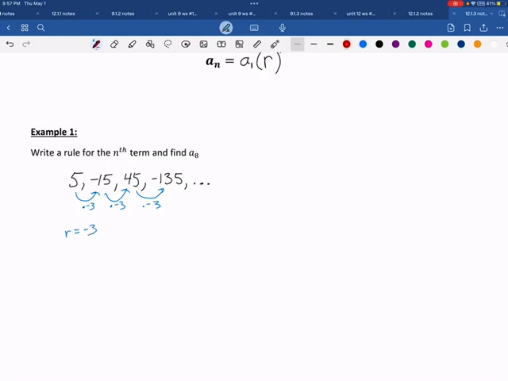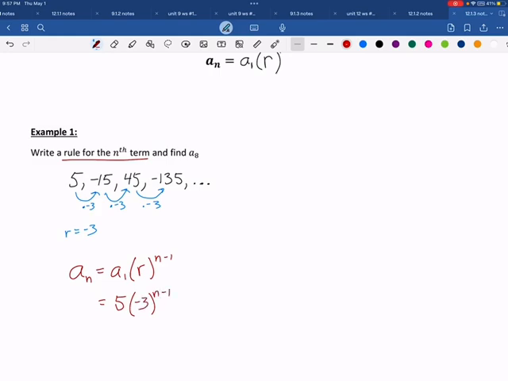And so, to write a rule for the nth term, that again is just us writing our formula for any value in our sequence, writing the function essentially. And that's a1 times r to the n minus 1. And in this case, my a1 is 5, the first term. My r is negative 3, my common ratio, we call that.